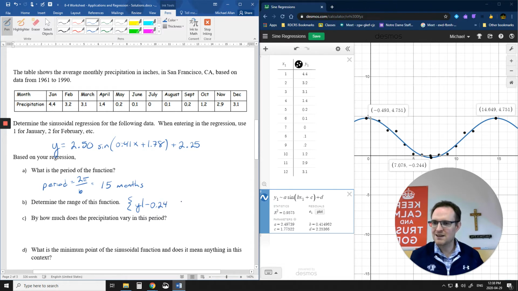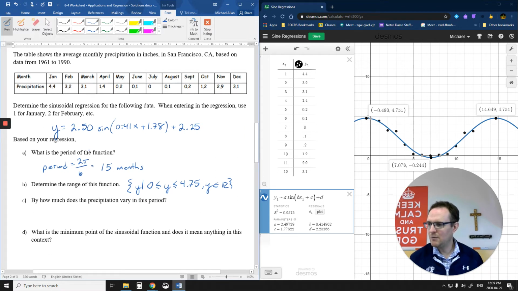Doesn't really make too much sense to have a negative precipitation. Oh yeah, it doesn't make sense at all, so I'm just not going to bother with that. So 0 is the lowest of my graph. Yeah, it just makes sense. And my max here, I have it highlighted already, so it's 4.75. Oh, caught myself. I was going to put down a negative number there. That wouldn't make sense.